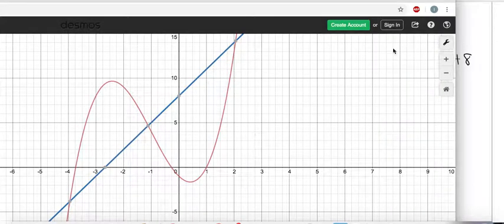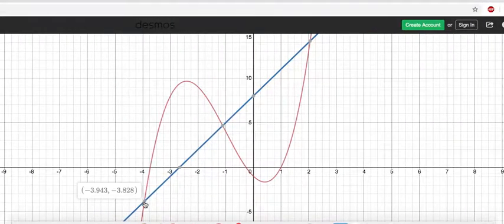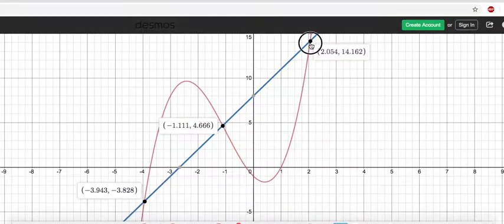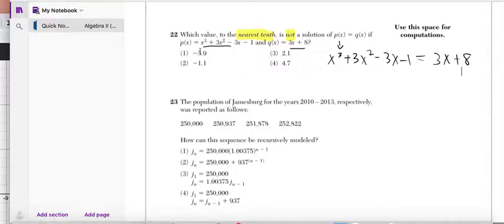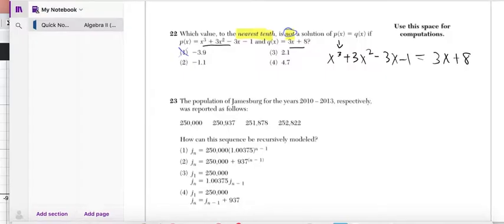Okay, there we go. So we just want the x coordinates of the point of intersection. When x is negative 3.9, both functions are equal to about negative 3.8. So negative 3.9 is a solution, negative 1.1, and 2.1. So I'm just going to drag this down. One of our solutions is negative 3.9, so we're going to take that out, because they say which one is not a solution. Let's go back. Negative 1.1 was the other solution. Then 2.1 to the nearest tenth was the positive solution. None of them were equal to 4.7.